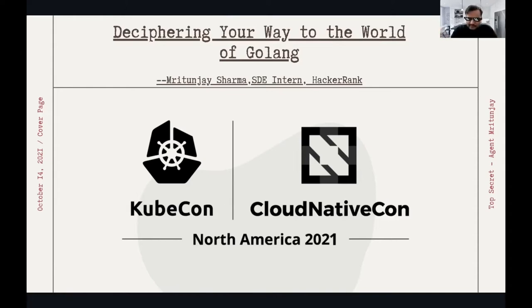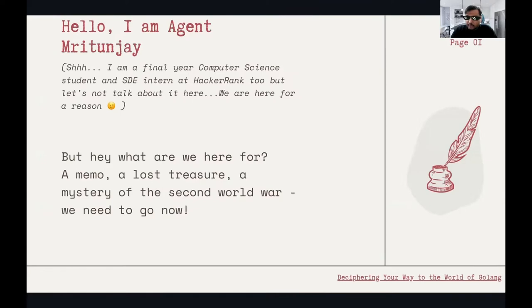Let's begin. What are we here for? But before that, let's see who I am. So, hello. With my glasses, you already know that I am Agent Mritunjay. Shh. I'm also a final year computer science engineering student in India. And I have been interning at HackerRank for about more than 3 months. And let's not talk about that.